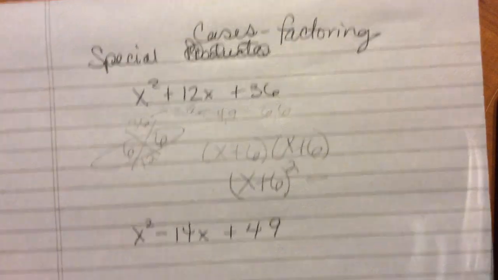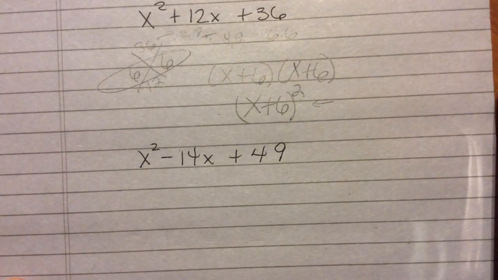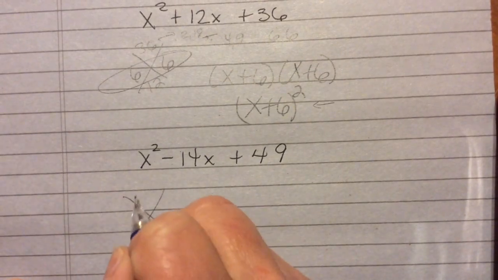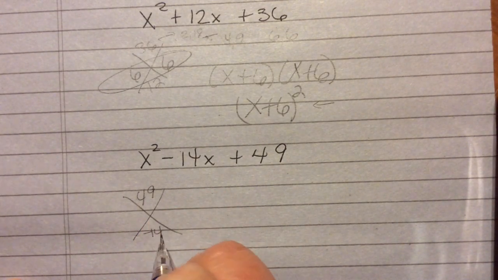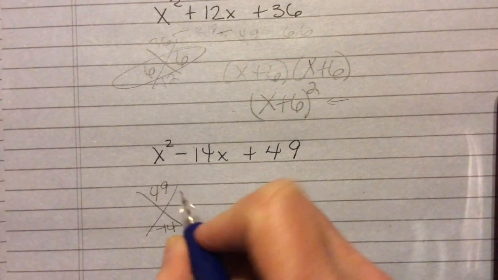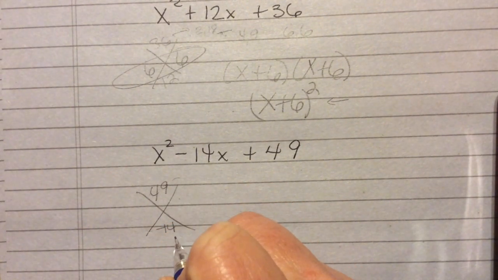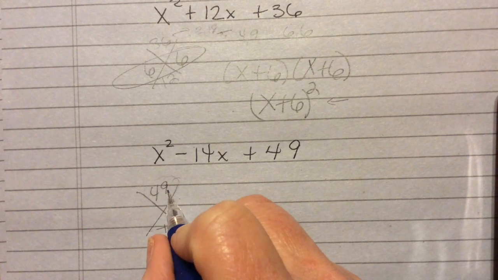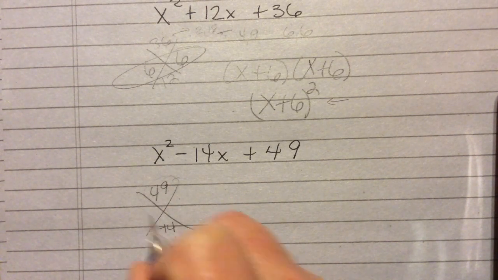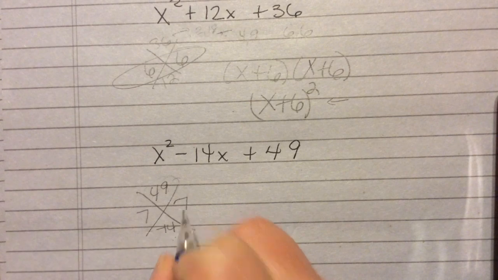Okay, let's look at another one. So do the same thing. Okay, this is negative 14. So then looking, 1 and 49, obviously not. Some of you might be looking going, well, I know 7 times 7 is 49. And if I add 7 and 7 together, that gives me 14.